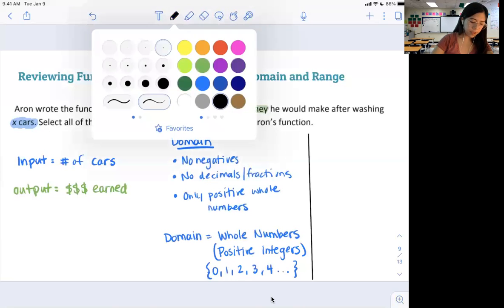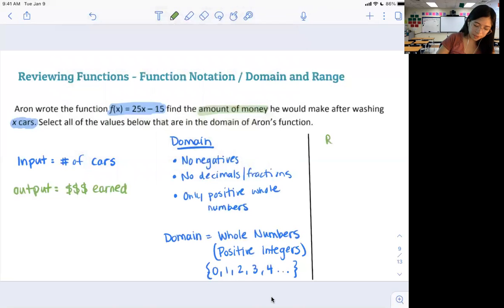Cool. Now for range, we're going to do things a little bit differently. Now that we know what the domain is and we have an equation, we can actually figure out the range, because the range is the output values. So now let's think about what happens if you have 0 cars. How much money will you make? If he doesn't wash any cars, he'll make $0.